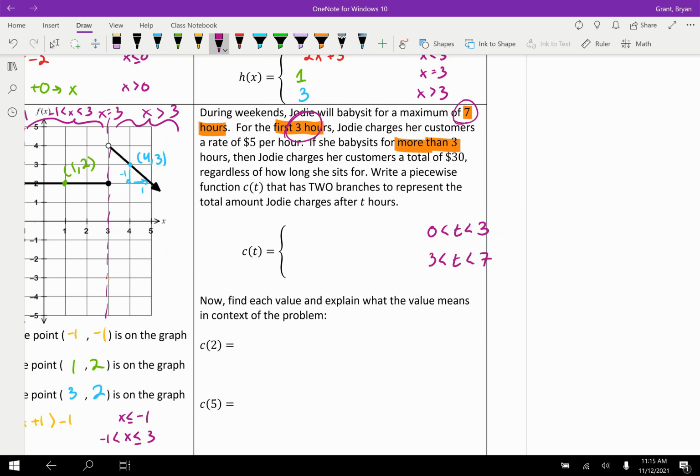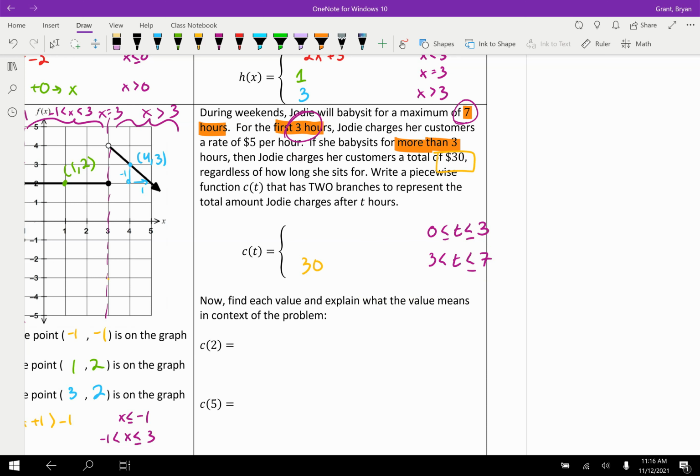All right. Now, it says up to 3 hours for the first 3 hours, so I think 3 is included in this one, and 7 is included here. Maybe you could also include 0. We don't want to include 3 here because it says for more than 3, not equal to 3. All right, let's get down to writing equations. Actually, the second equation is easier because it says if she babysits for more than 3 hours, then Jody just charges her customers $30. So that's pretty nice. If you use a time between 3 and 7, you know the answer is just 30.